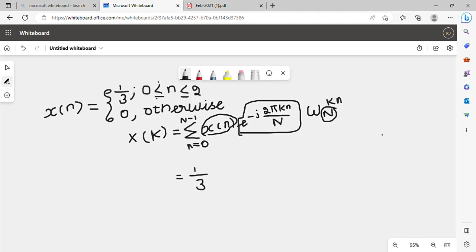Here it is given 0 less than or equal to n less than or equal to 2. That means that your value will lie between 0 to 2. This condition is going to tell you the values of n, that is, how many values of n you are going to make use of. It is telling me that my value ranges from 0 to 2.